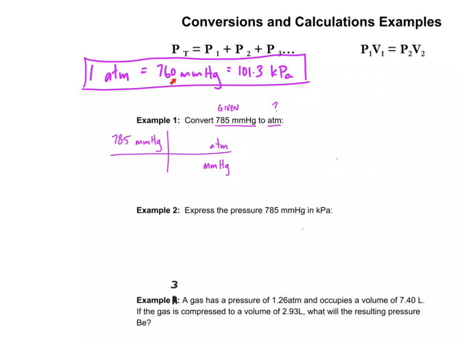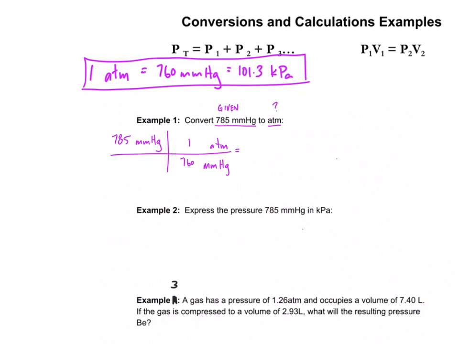1 atm equals 760 millimeters of mercury, which equals 101.3 kilopascals. So look at what you are given and what you're trying to convert to. I need millimeters of mercury and atmospheres. So in this conversion factor, I'm only looking at atmospheres and millimeters of mercury. So where I have atmospheres, I'm going to write a 1, and where I have millimeters of mercury, I'm going to write 760. So 1 atmosphere is equivalent to 760 millimeters of mercury.